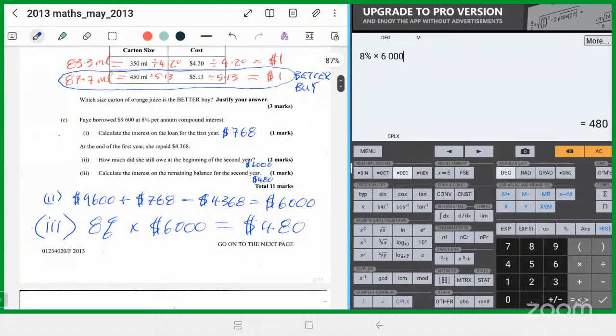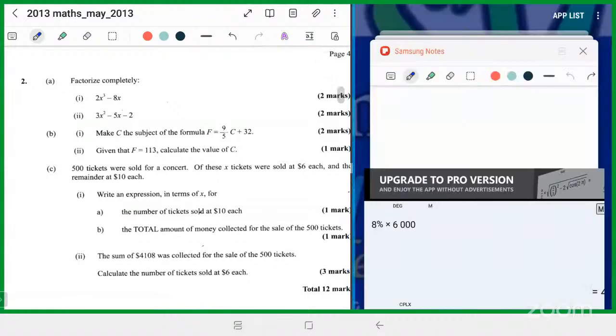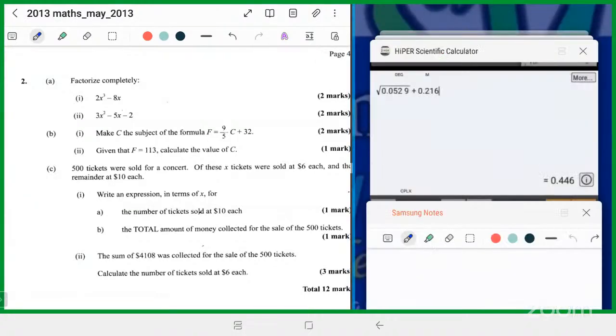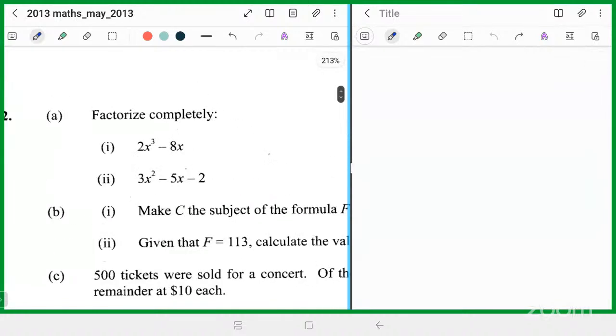All right, let's jump down to number 2. And I think I don't need the calculator for number 2. So let me get this off the screen now and I work on it. Number 2. All right, bang, bang, bang. First part wants us to factorize this completely.